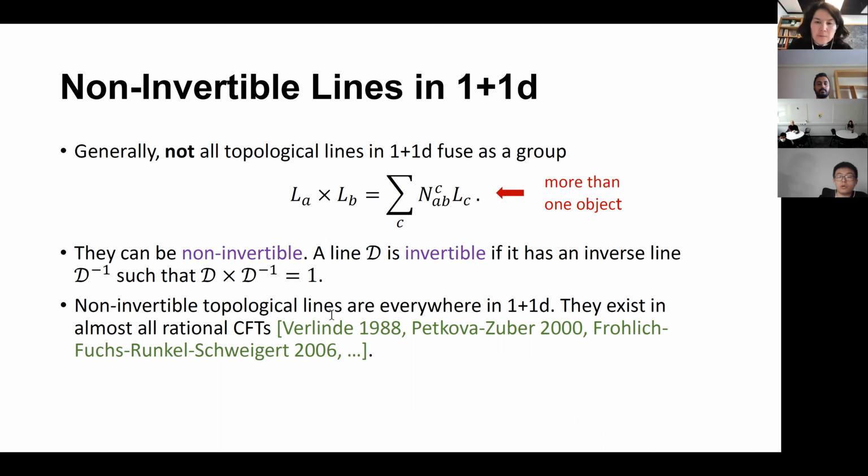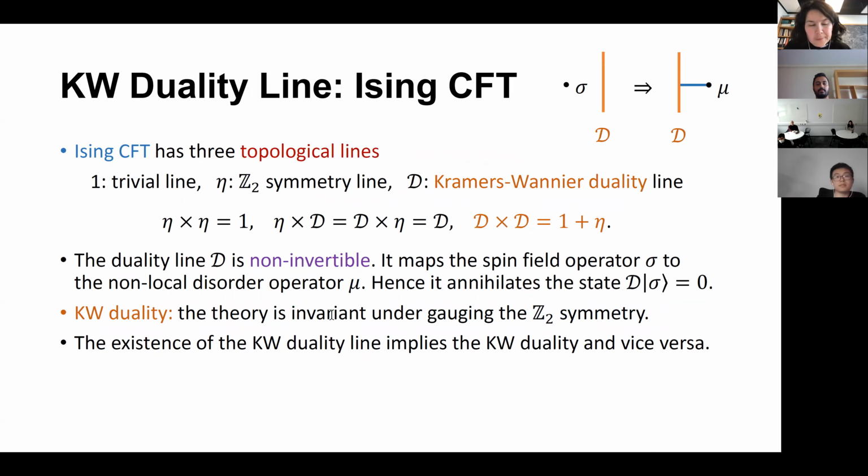They exist in almost all rational CFT. So for example, if you give me a diagonal rational CFT, I can just find the Verlinde lines in this rational CFT, and they will define a set of non-invertible topological lines. So the simplest example of such non-invertible topological lines is the Kramers-Wannier duality line in Ising CFT.